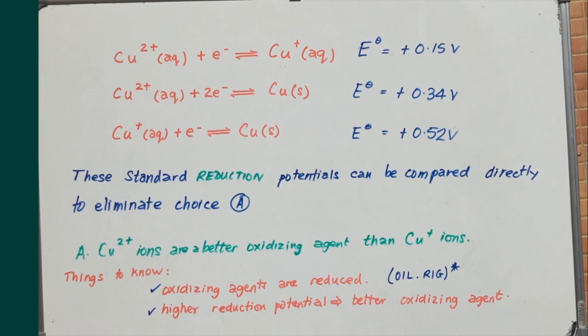So if you're required to compare the oxidizing power of something, then you must realize that for something to be an oxidizing agent, that thing itself must be reduced. So really, as you compare oxidizing power, all you need to do is to see which one has the highest value for the standard reduction potential. And it is clear that Cu2+ ions have a standard reduction potential of 0.15 and Cu+ ions 0.52. So it shows right away that A cannot be the answer.